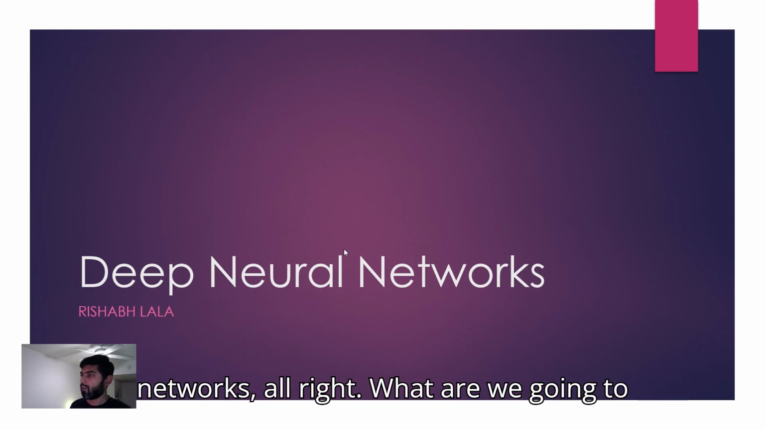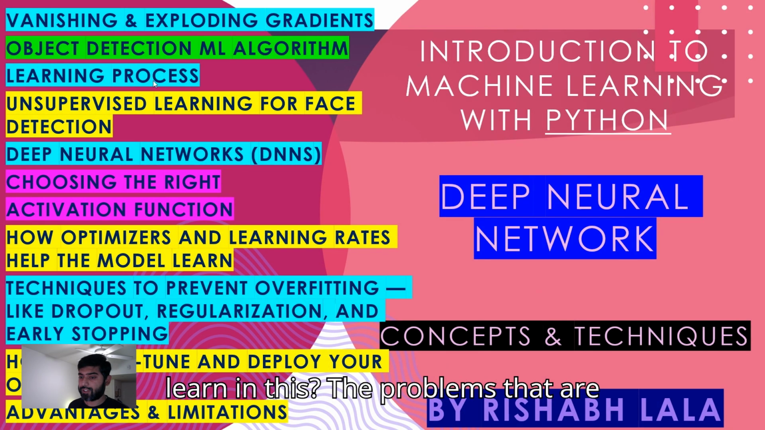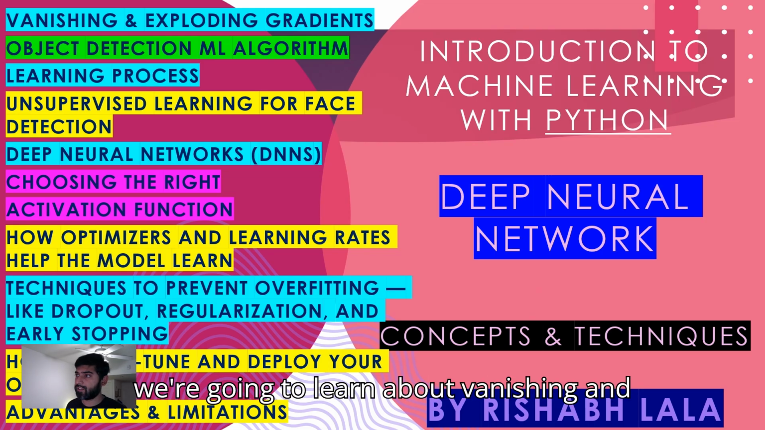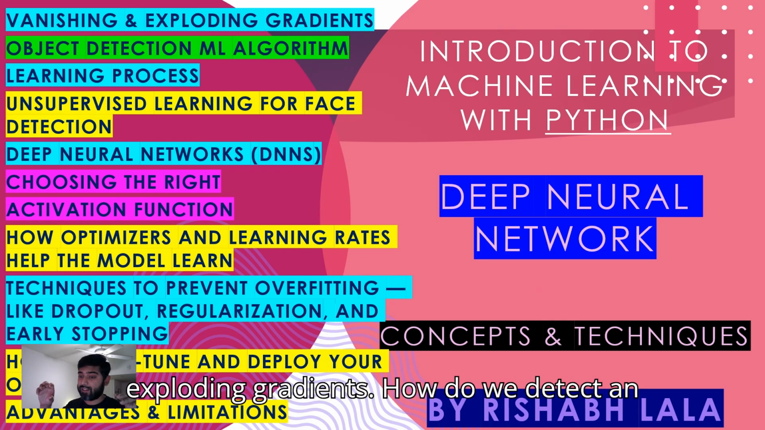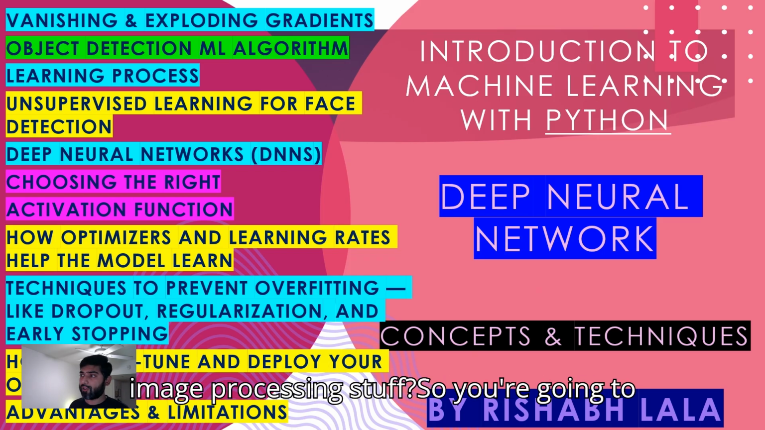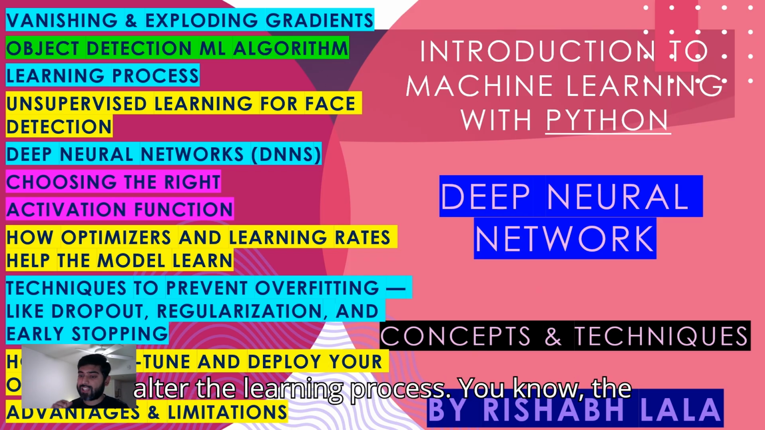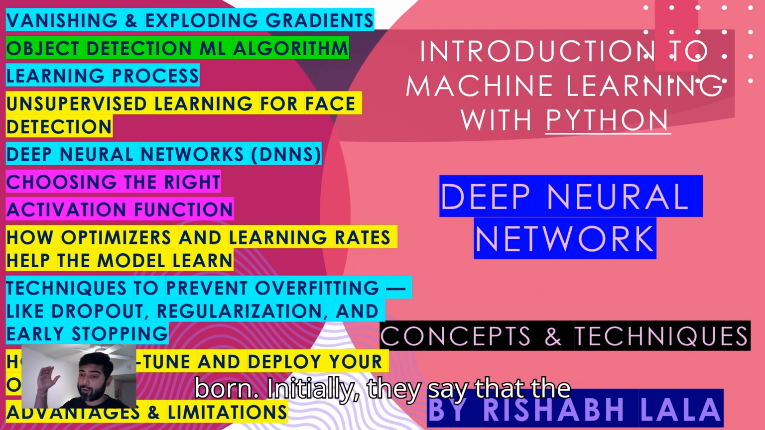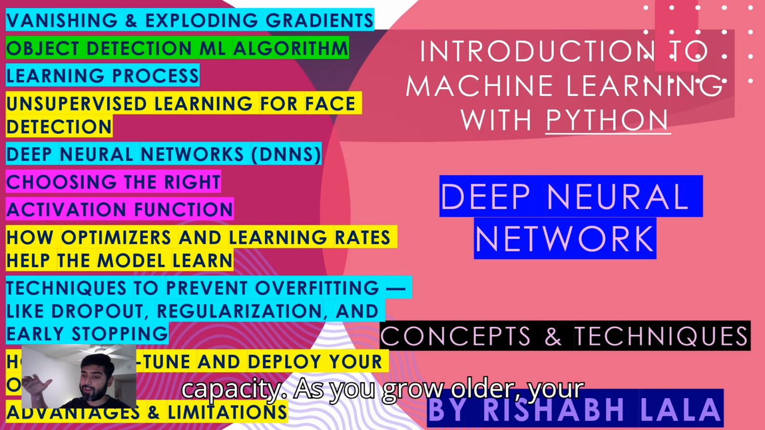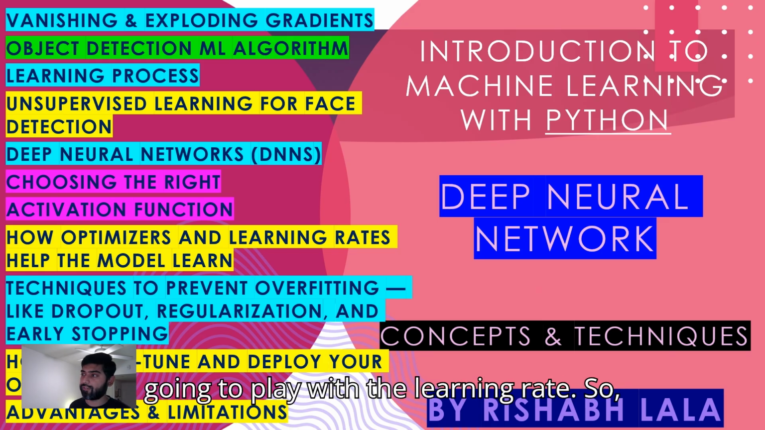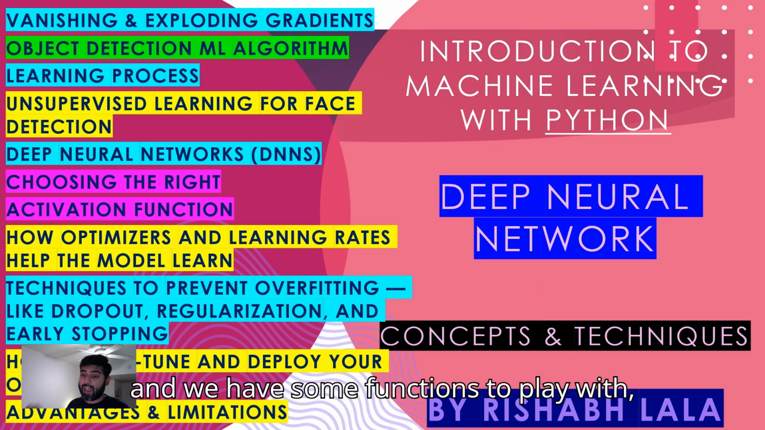All right. What are we going to learn in this? The problems that are associated with deep neural networks, to be an expert in deep neural networks. We're going to learn about vanishing and exploding gradients. How do we detect an object using deep neural networks, like image processing stuff? We're going to alter the learning process. A child has a certain learning process. He's learning every day from the day he's born. Initially, they say that the newborn have the highest learning capacity. As you grow older, your capacity to learn kind of reduces, tapers down. And the concept is similar. We're going to play with the learning rate, and we have some functions to play with the learning rate.